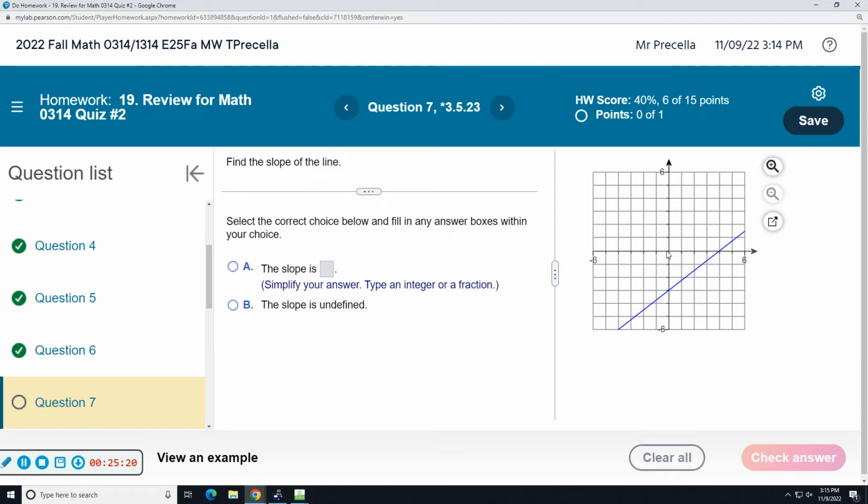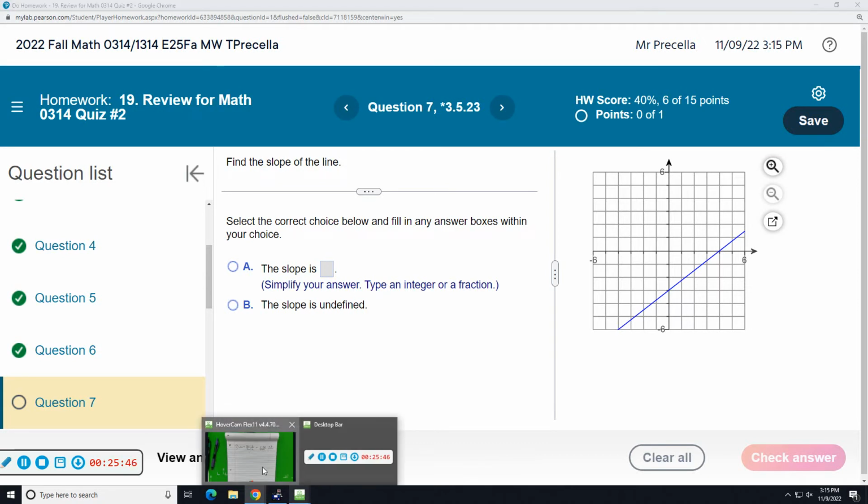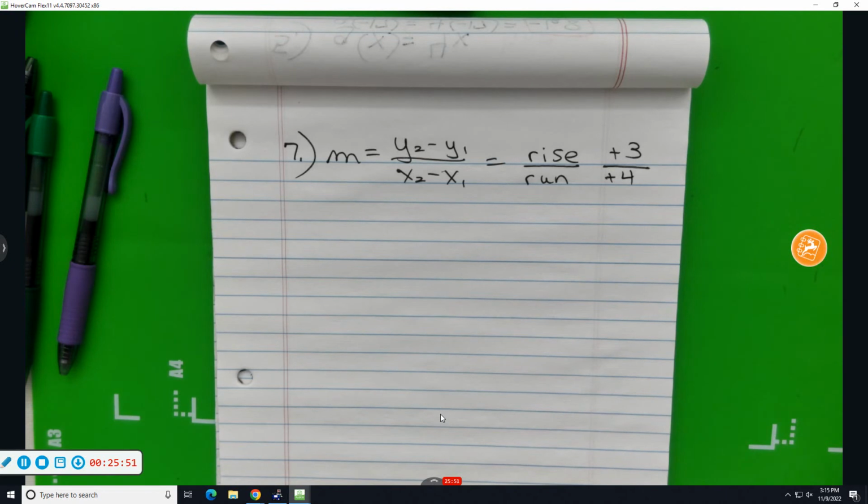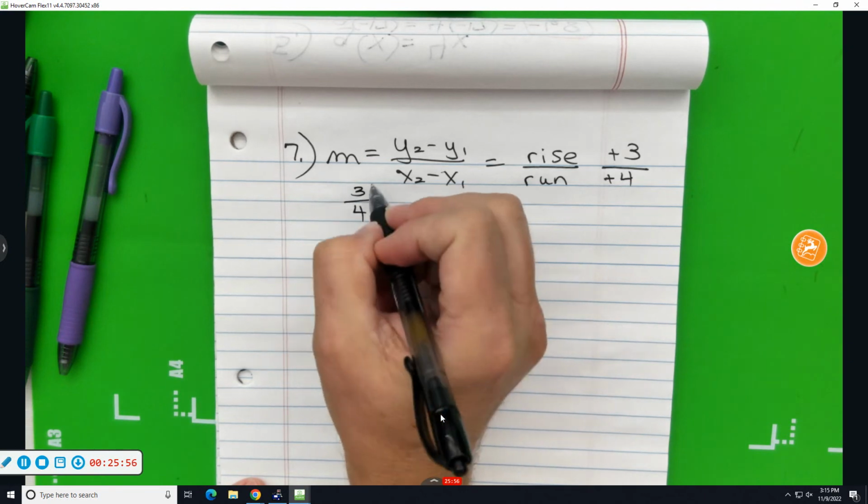Now we're going to do the run to try to get to this point. Are we going to have to go in the negative direction or the positive direction to get to this second point? We're going to go in the positive direction, so our run will also be positive. How many units? 1, 2, 3, 4. So our run is a positive 4. Positive 3 divided by positive 4 gives us a slope of 3/4.